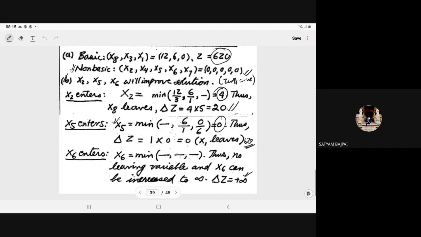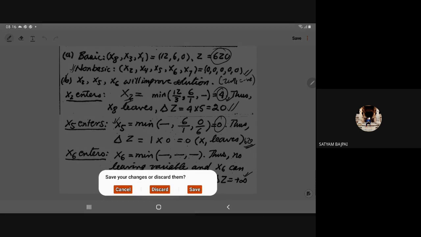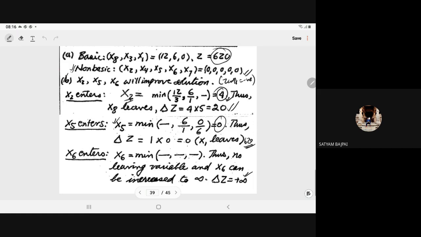Here I am saying that the minimum of all the ratios, when x2 is entering, is equal to 4, and here the z coefficient is 5. So the total change will be 5 into 4, that will be 20. And in the next iteration, the value of z will be 640.